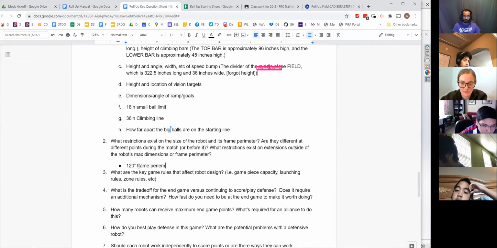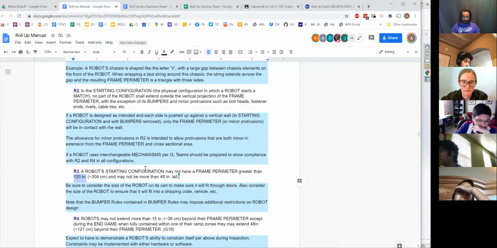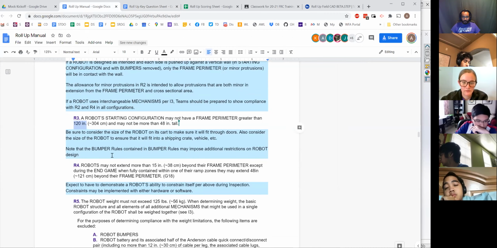So 120-inch frame perimeter, and a 48-inch height limit. The beginning height limit is 4 feet tall, so it's a little bit shorter than some of our past robots and games. There are some expansion rules. Robots may not extend more than 15 inches past the frame perimeter.